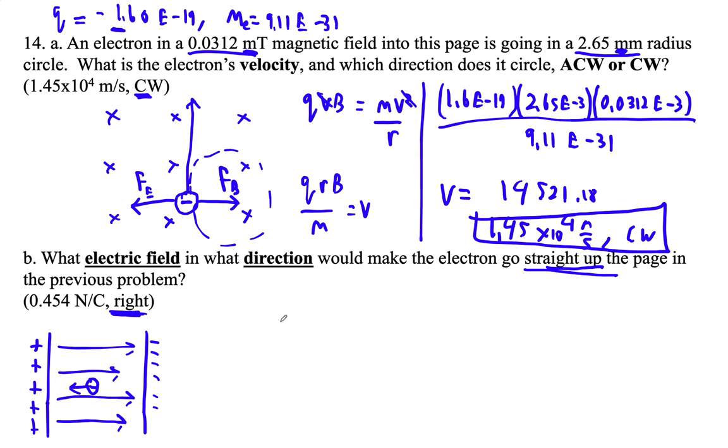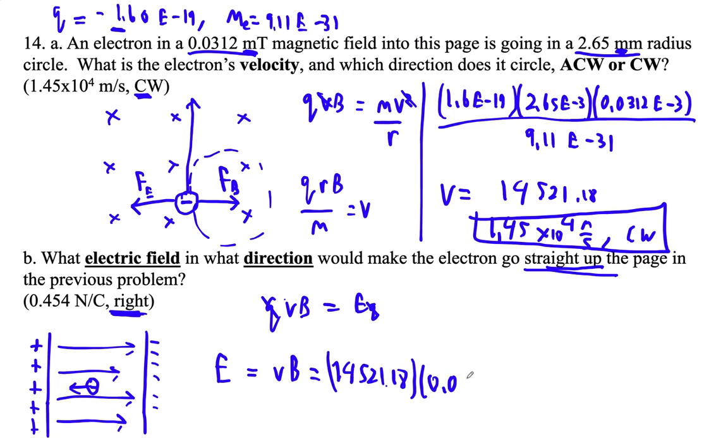As far as what electric field, we're just going to use qvB equals Eq. The q's cancel, and so E is just vB. And what's our velocity? Oh, there it is: 14521.18. And our magnetic field is 0.0312. Don't forget that it's to the minus third. It's milliteslas. Milli. Don't forget that, because I forgot that.